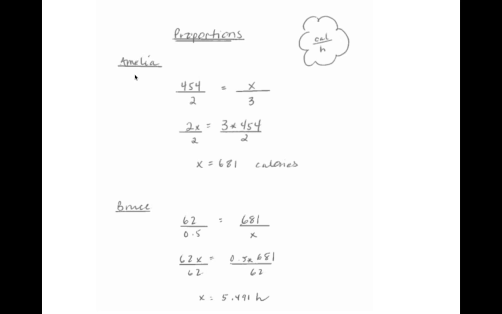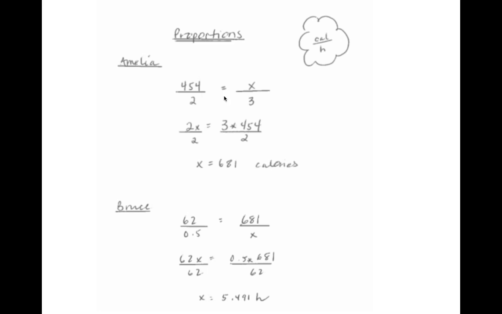Let's look at Amelia first. We're told that she burns 454 calories in 2 hours. So you'll see the calories are on top and the hours on the bottom. Then we need to figure out how many calories she burns when she walks for 3 hours. So I'm putting 3 in the position of the hours and an X in the position of the calories because I do not know what the calories are.